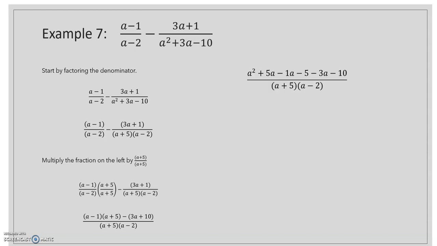I've got an error. A squared plus 5a minus 1a minus 5 minus 3a minus 1. I have the answer correct. A squared plus a minus 6 over a plus 5 times a minus 2. Now factoring the numerator, a plus 3 times a minus 2 over a plus 5 times a minus 2. That's a plus 3 over a plus 5.